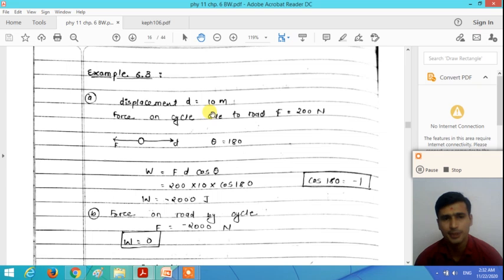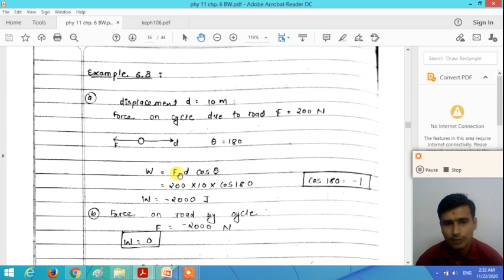In the first situation, the work done on the cycle due to the road, the displacement is 10 meters, and the force on the cycle due to the road is F equal to 200 Newton. When the cyclist is skidding, the force is in the opposite direction to the displacement. So W is equal to F D cos theta. The displacement of the cycle is in the forward direction and the resistive force applied on the cycle is in the opposite direction. So the angle between the force and displacement is 180.